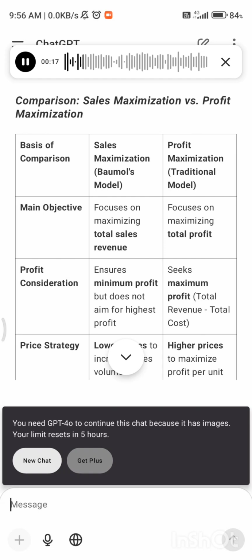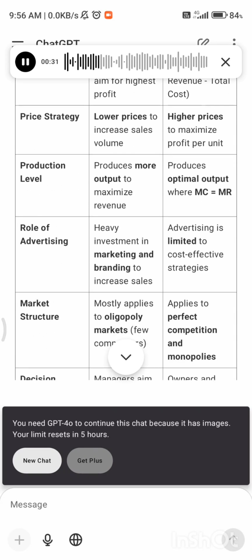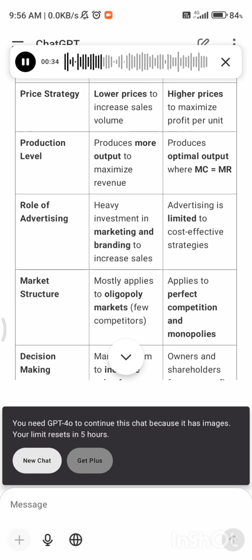Main objective: sales maximization focuses on maximizing total sales revenue, while profit maximization focuses on maximizing total profit. Profit consideration: sales maximization ensures a minimum profit but does not aim for the highest profit, while profit maximization seeks maximum profit, total revenue minus total cost. Price strategy: lower prices to increase sales volume, versus higher prices to maximize profit per unit.